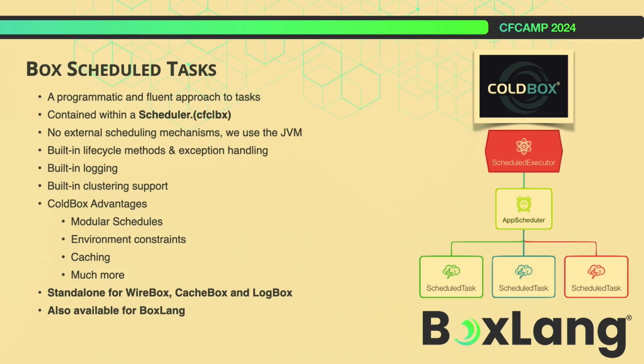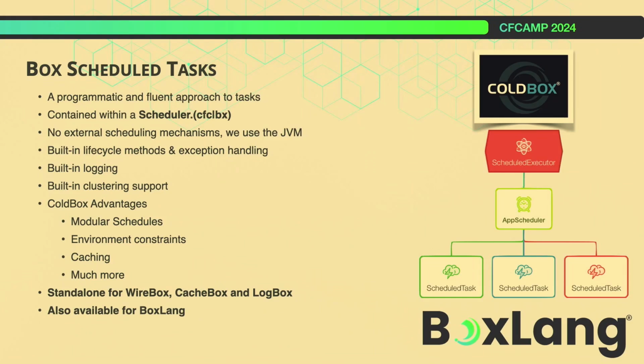Built-in lifecycle methods, exception handling, built-in logging, built-in clustering. You do get advantages if you are in the ColdBox ecosystem. You get the ability for modularity or hierarchical modules, so every module can actually have its own one or more schedulers that it can manage. You have environment constraints, since ColdBox is environment aware. With caching, you also have the full caching layer available, and much more. But like I said, this is available for everything.